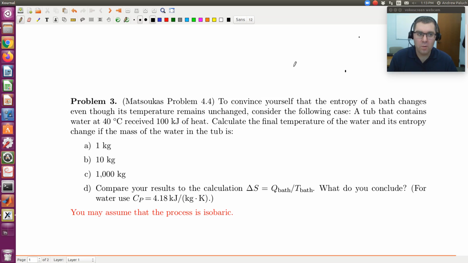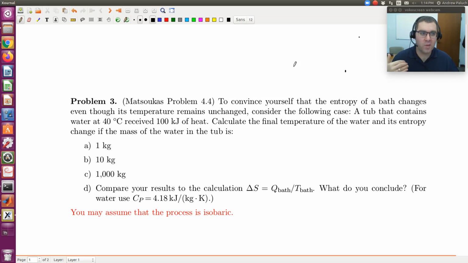Got it. So what we're going to want to do is see this in two ways. Our system is going to be defined as this tub of water, and it's going to receive 100 kilojoules of heat. Taking my tub to be my system, it's going to be exactly the same for all three cases. It's just the mass changes. I first need to calculate the change in temperature upon the addition of 100 kilojoules of heat. And then after we calculate the change in temperature, next we'll calculate the change in entropy for all three cases.